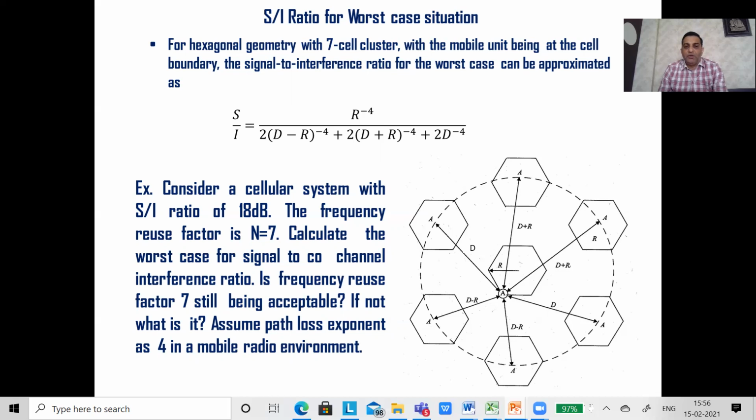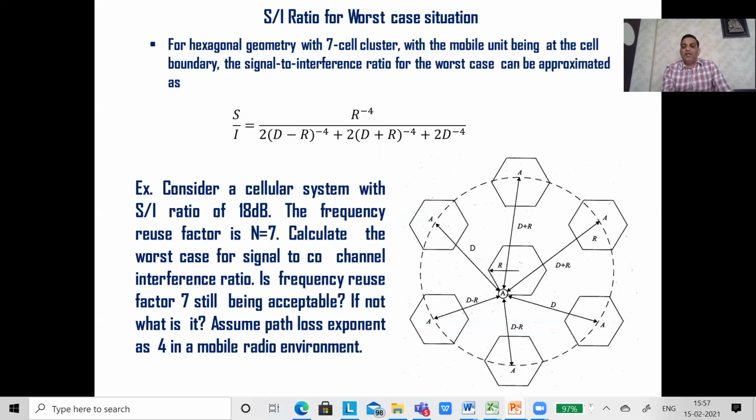S by I is equal to R raised to minus 4 divided by 2 in the bracket D minus R raised to minus 4, plus 2 in the bracket D plus R raised to minus 4, plus 2 into D raised to minus 4. How are these denominator values coming here? Why have we taken it like this? Because this is an approximation. This is defined mathematically.